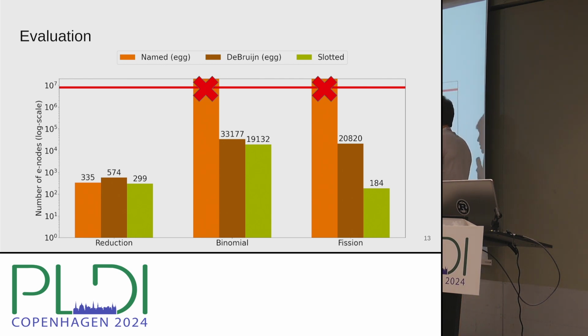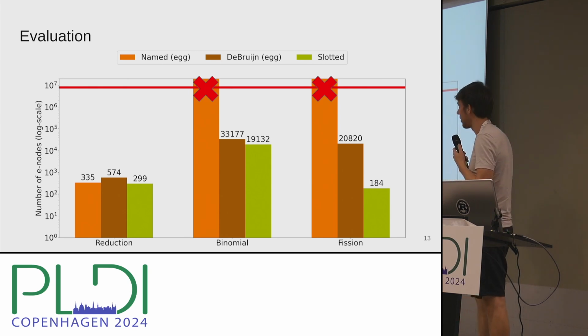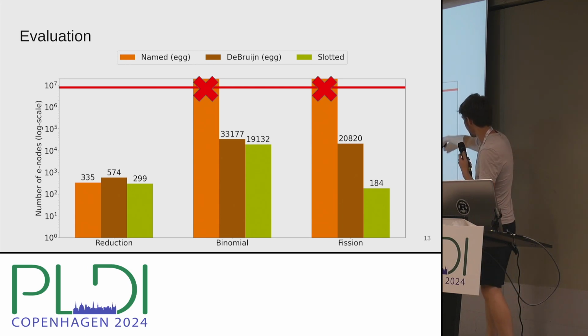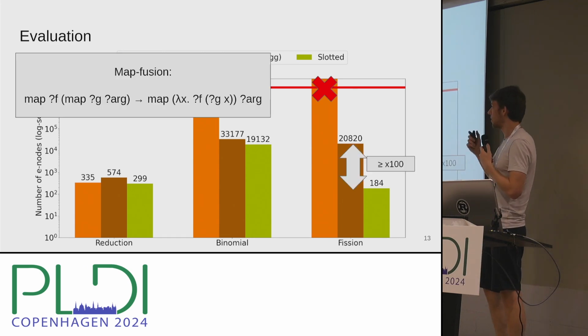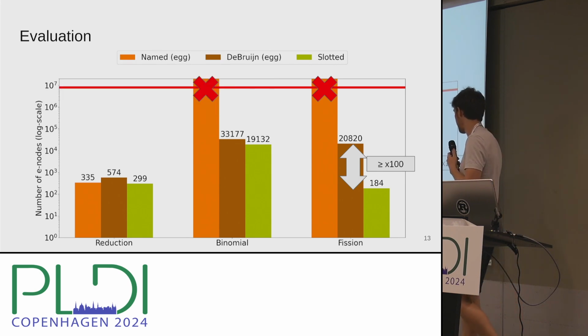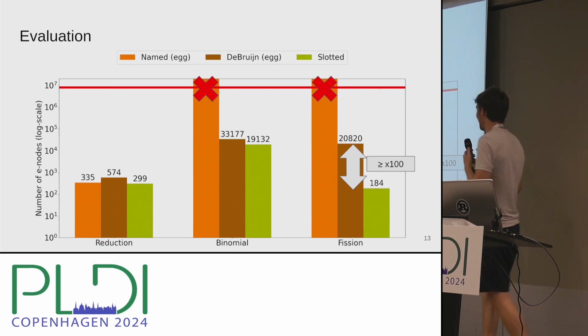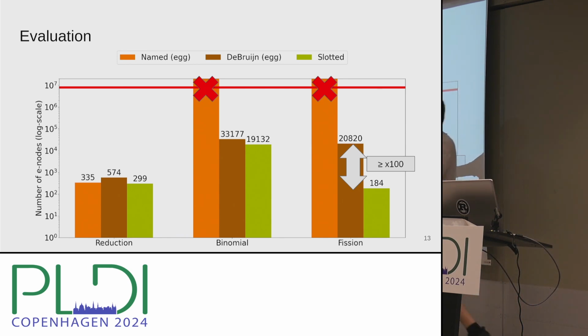Then binomial is a pretty hard problem, and we see that named wasn't able to solve it. But we see that De-Bruijn and slotted are, again, pretty similar, right? I mean, it's not even factor 2 in difference, so not really a big difference. But then when we look at the third one, fission, we see a drastic difference. You see this is more than a factor of 100 in e-node count, which is enormous. And you might wonder, hey, why is this discrepancy there?